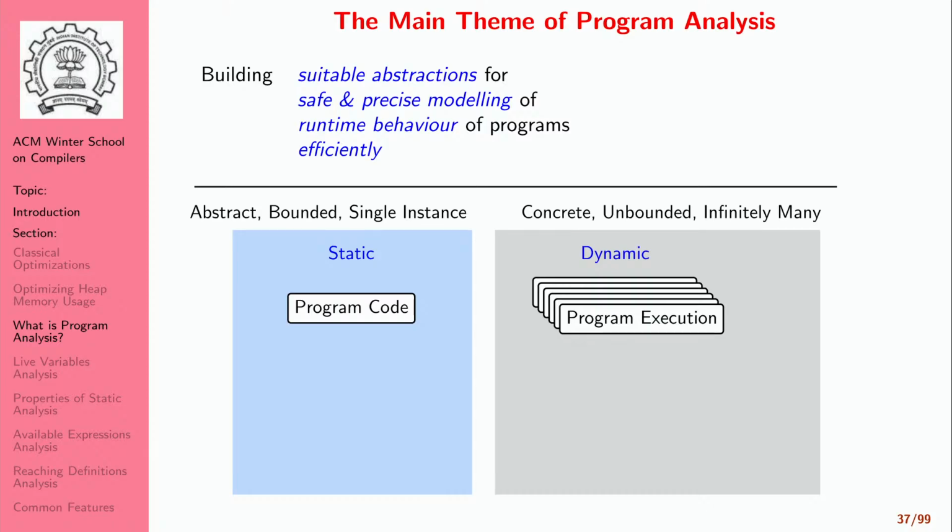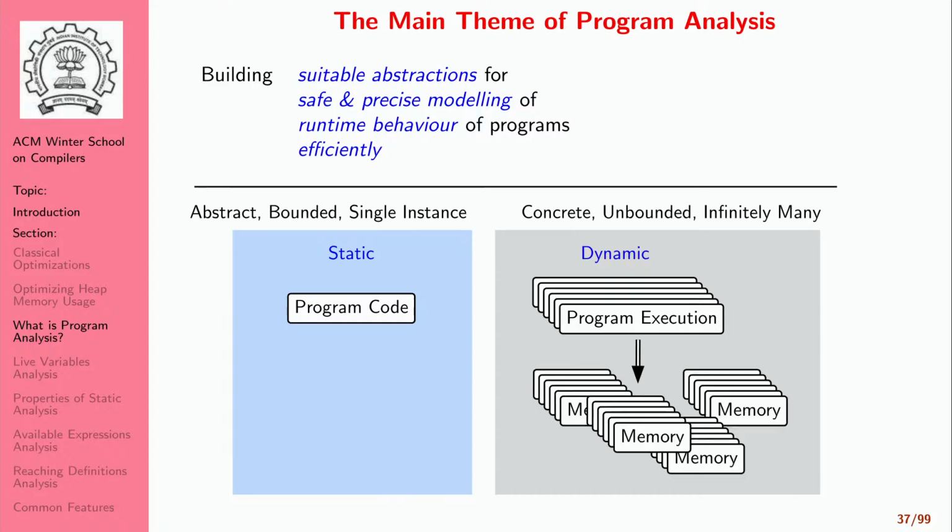You can't have an infinitely long program, right? It's abstract, it's bounded, and there is a single instance of this. On the other hand, in the dynamic world, the corresponding process is concrete because we know the values of variables. The corresponding process is unbounded because we don't know whether it will terminate or not. And there are infinitely many possibilities of this. So we have to map these two, right?